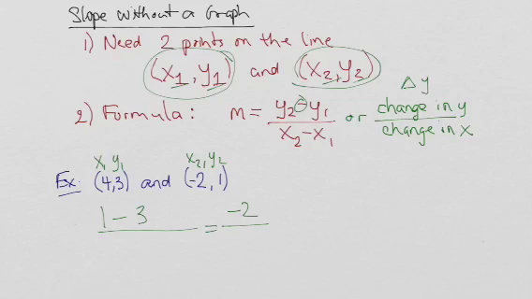All right, now for the x's, the denominator, that's our change in x. I want x2, which is negative 1, minus x1, which is 4. That's going to give me a negative 6. Always reduce fractions. Negative 2 and negative 6 will reduce down to positive 1/3. So we know its direction, positive. That means it's going up from left to right. And we know its steepness, up 1 for every 3 spaces you go to the right.